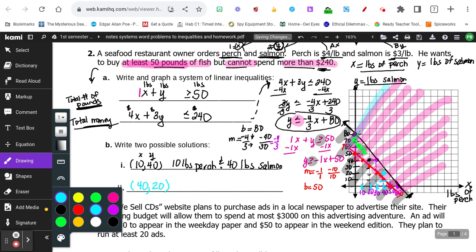So I could also purchase 40 pounds of perch. Again, anything in that overlapping area will work. 40 pounds of perch and 20 pounds of salmon.